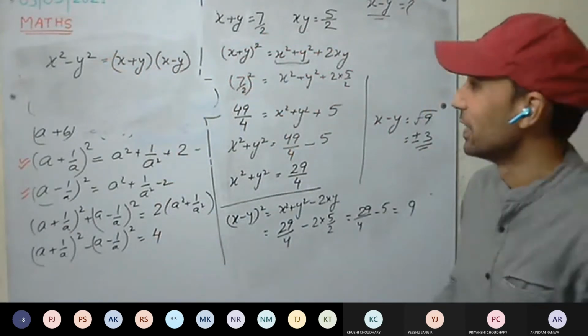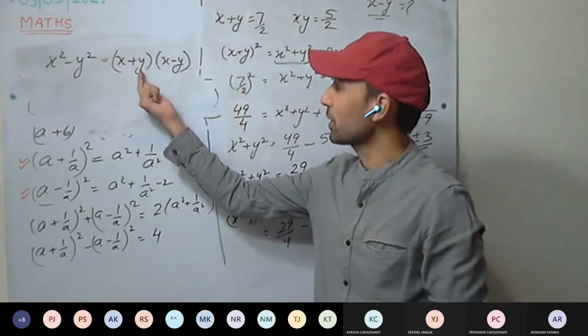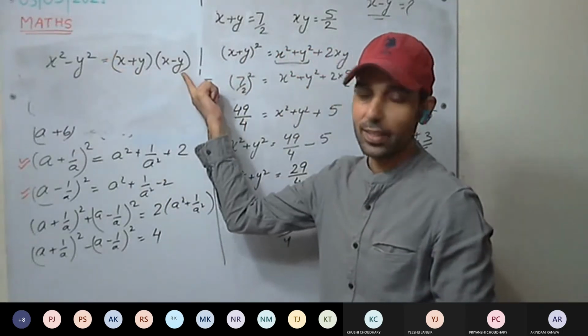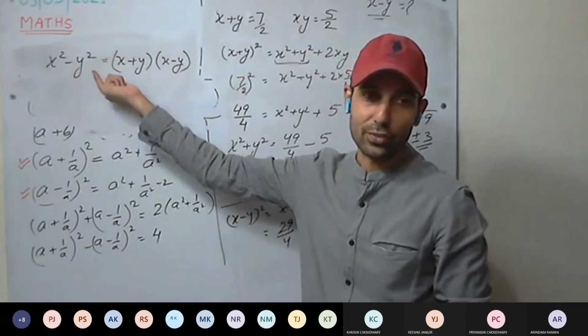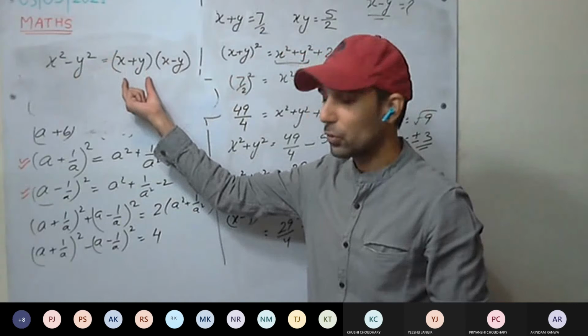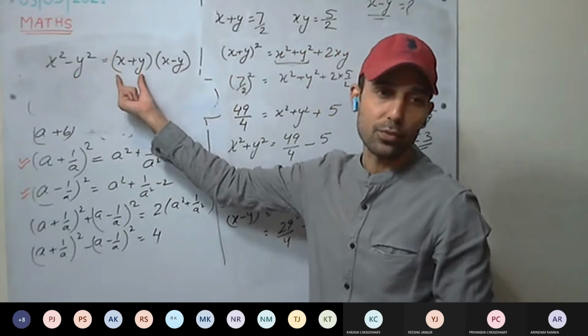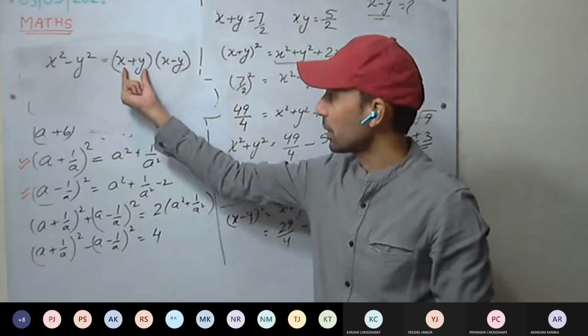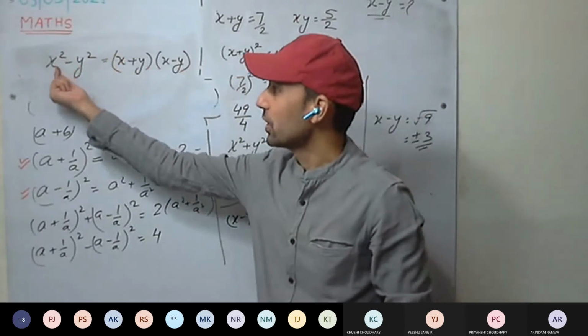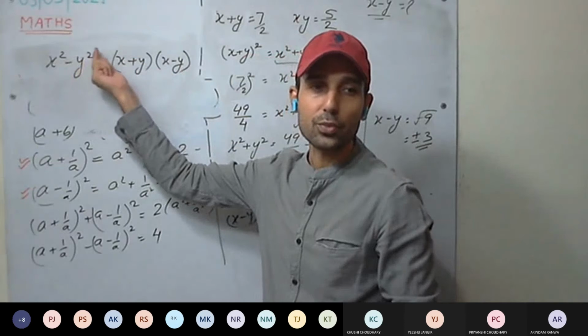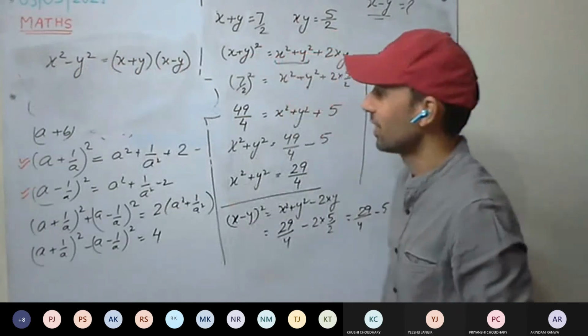Yes or no? X square minus y square equal to x plus y into x minus y. Or x plus y into x minus y equal to x square minus y square. That is difference of two variables multiplied with sum of two variables. Okay. Sum of two variables multiplied with difference of two variables will give us square of the first variable minus square of the second variable. Understood?